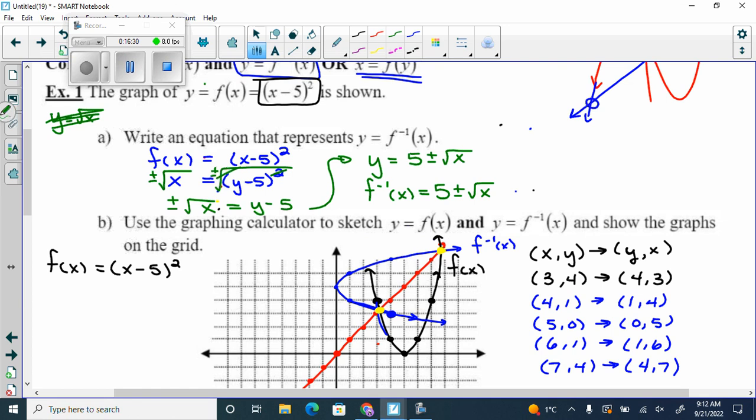So in your y1 you have 5 plus root x, and in your y2 you have 5 minus root x. Now put into your y3 the original, (x minus 5) squared. Put that into your y3. Can you find the invariant points? How do you find them?